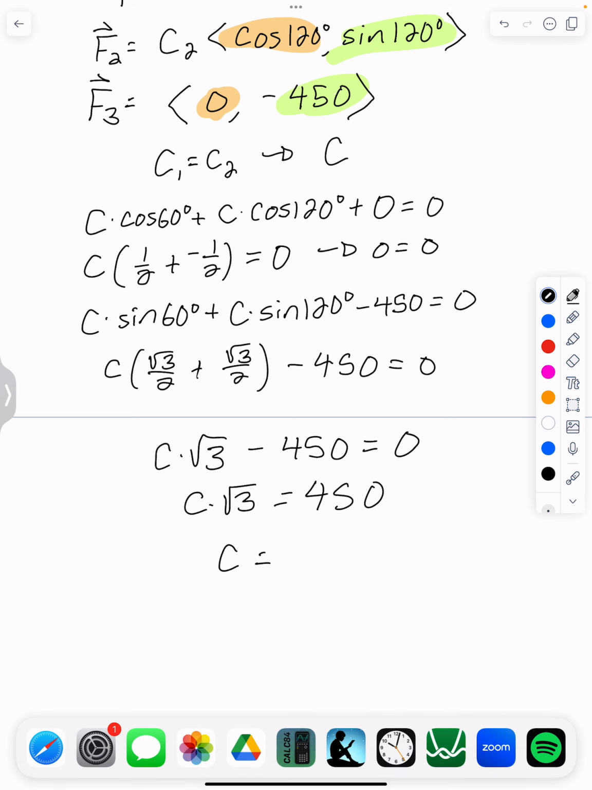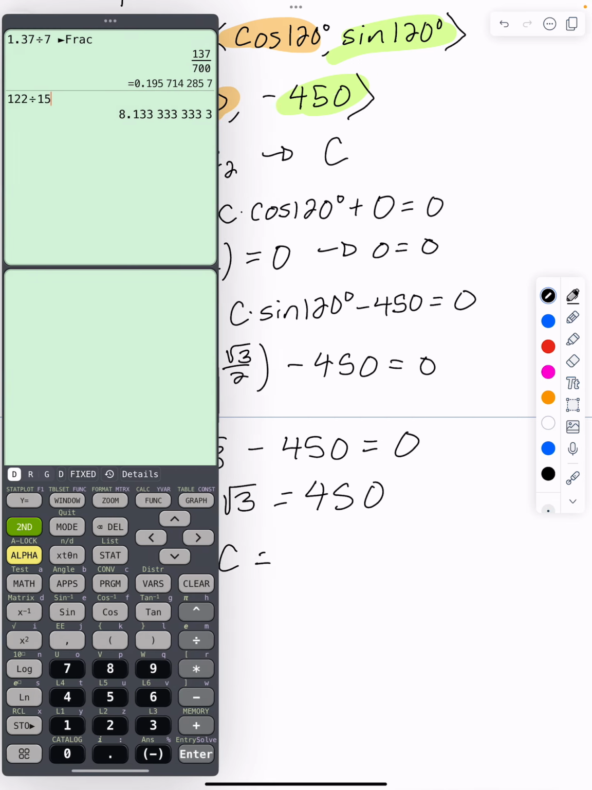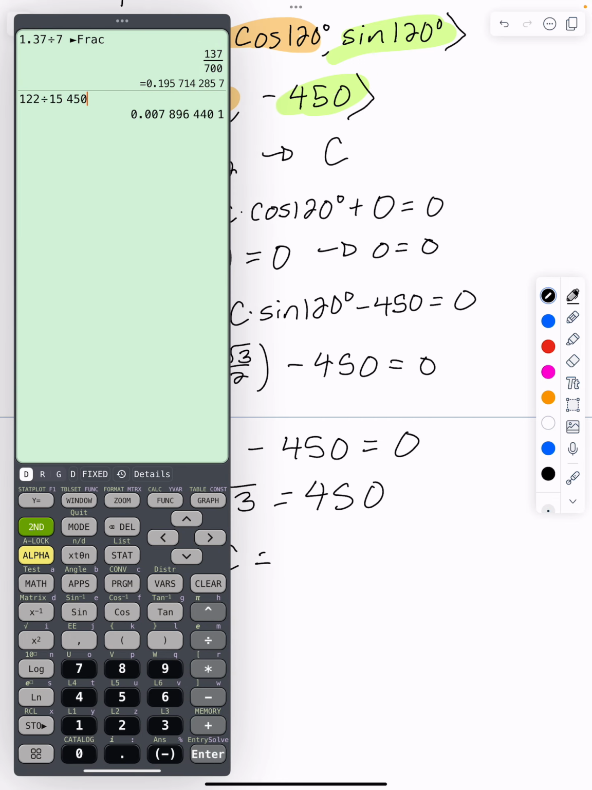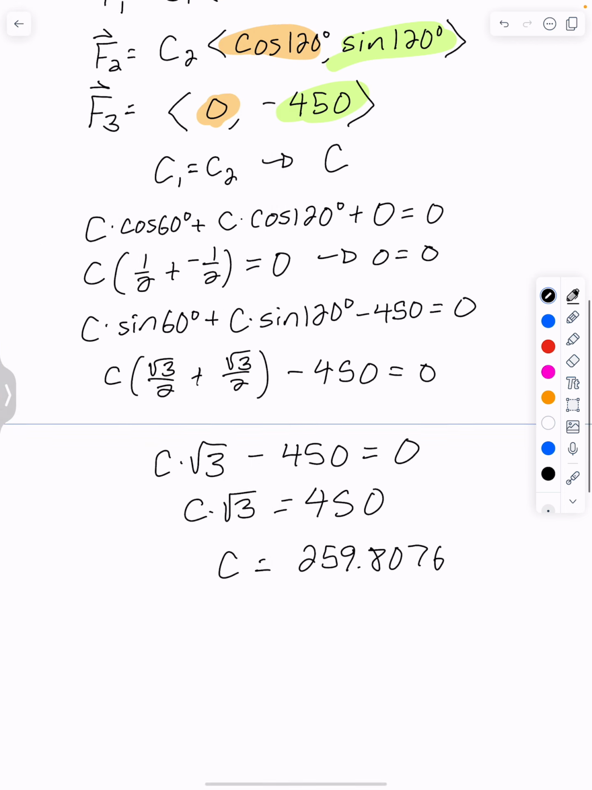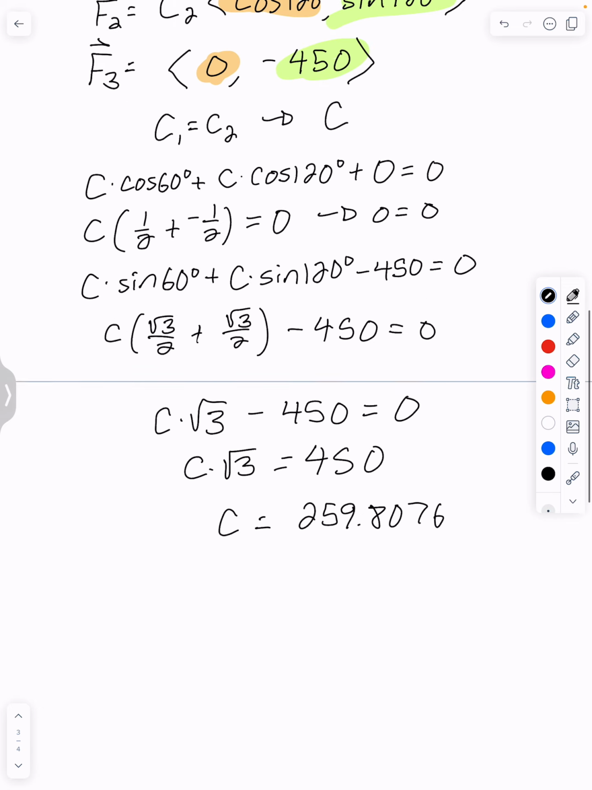I'm going to use my calculator here. 450, oops, let me clear it. 450 divided by radical 3. So I got 259.807. Okay, I'm going to have to plug these C's in now to my vectors that I have up here at the top.